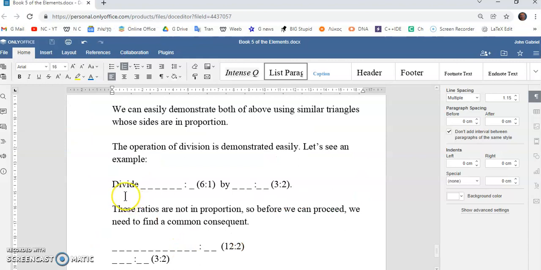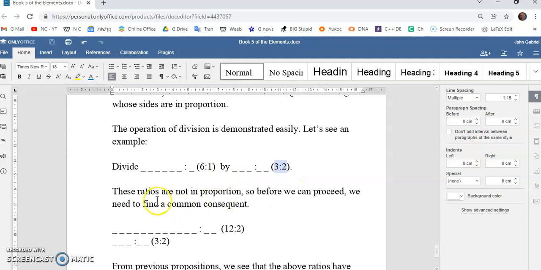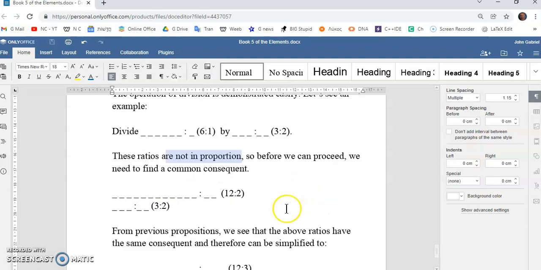So let's say we want to divide the ratio, the measure of the ratio 6, 1. Well, in this case, we don't have measure yet, so we just want to divide this by 3 to the ratio 3 to 2, or in proportion to 2. So these ratios are not in proportion, okay? 6, 1 is not in proportion to 3, 2. So before we proceed, we need to find a common consequent. Look, the consequent here is 2, and the consequent here is 1. Well, a common consequent is 2, because we can rewrite this ratio like this, okay? And then this ratio can stay just as it is.